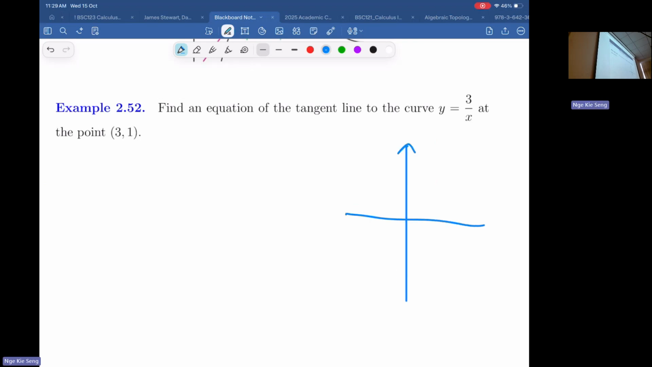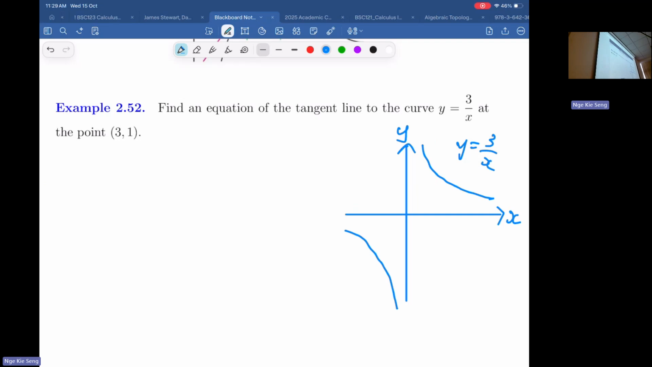So let's draw this curve here. 3 over x, so it should be something like this. This is y equals 3 over x. Here's x, here's y, and then the point (3, 1). Is (3, 1) on my curve or not? If you put x equals 3, 3 over 3 is 1, so it's actually one of the points on my curve. It is in the first quadrant in particular, so maybe I need to draw my curve lower. Yeah, like this.